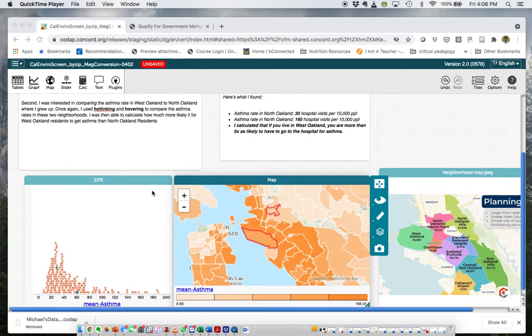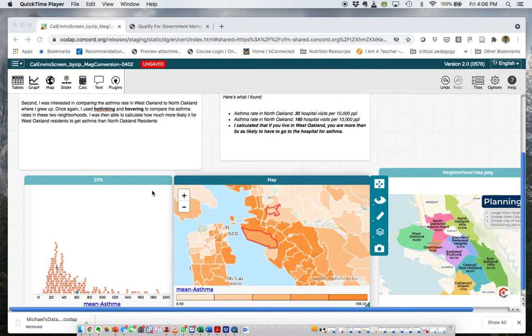So let's say that we're trying to find out for a certain community that we're looking at. We were looking at West Oakland and comparing it to North Oakland. Let's say you want to ask yourself, does the asthma rate in this community fall within a typical range, or is this not typical?